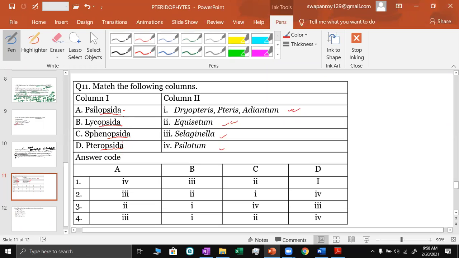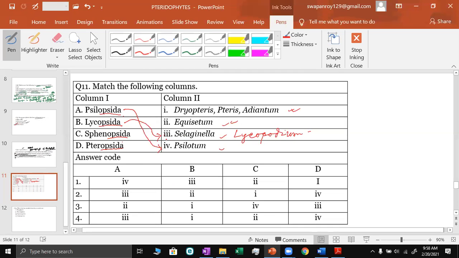The matching will be Psilopsida, that is the primitive first class of the pteridophyte, and the matching with Xylotum belongs to Psilopsida. Lycopsida is the Selaginella. In this group, some other plants like Lycopodium also belong to this group.